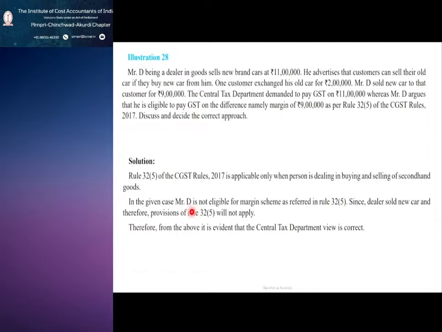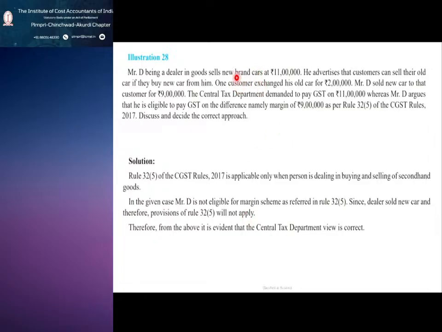In the given case, D is not eligible since the dealer sold a new car, and therefore rule 32 sub rule 5 will not apply. If you see this type of examples, you will not forget what rule 32 sub rule 5 is. So it is with the second hand goods.